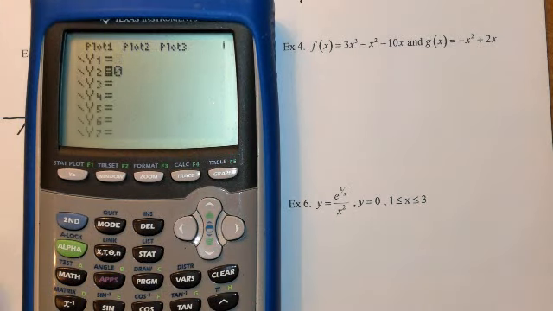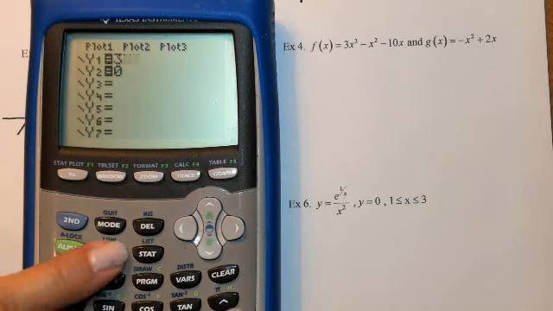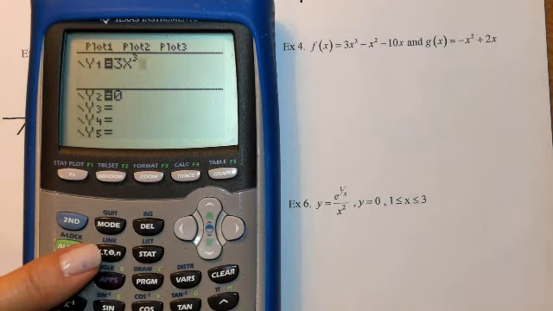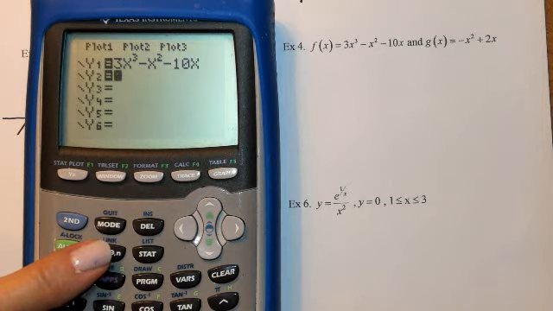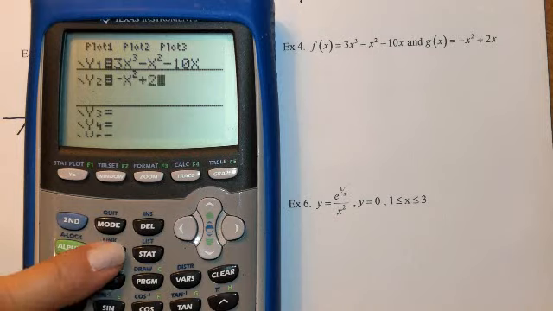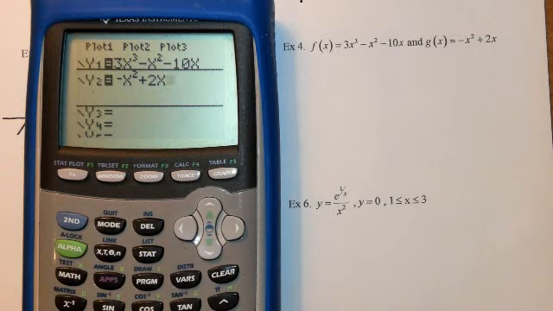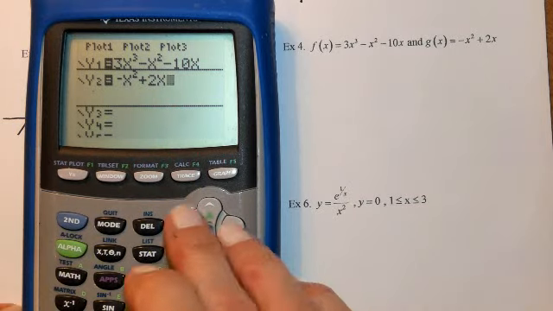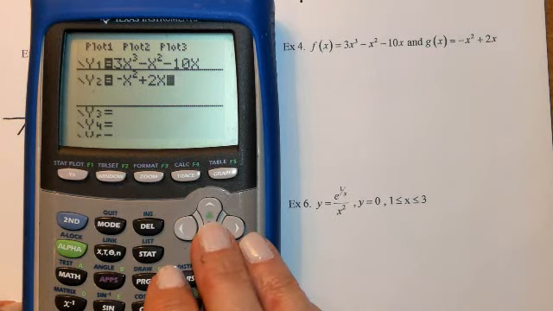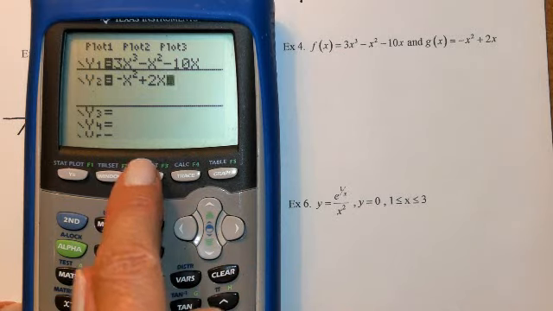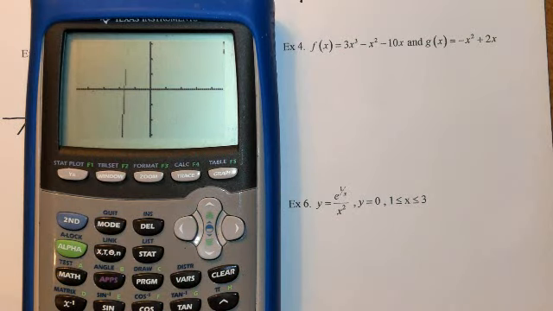Okay, so I'm going to put 3x cubed minus x squared minus 10x in for y1, and in for y2 I'm putting negative x squared plus 2x. I'm making sure I put it in right, because that would be an unfortunate thing to have happen. I don't have any clue where this is at, so I'm just going to zoom 4. I like zoom 4. Okay, that was that cubic, and there's the parabola.